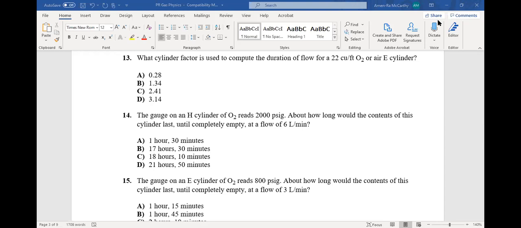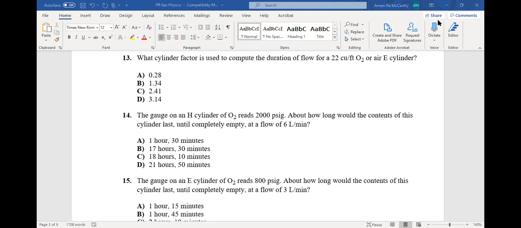Rayana, number 14. The gauge on an H cylinder of an O2 cylinder reached 2,000 psi. About how long will the contents of the cylinder last until completely empty at a flow of 6 liters per minute? Number 14. Tell me the hour. Read the answer. Don't give me a letter. 17 hours and 30 minutes. No, that's not right. Well, that's what I got. Okay. Y'all got 17 hours. Okay. Think about it now.